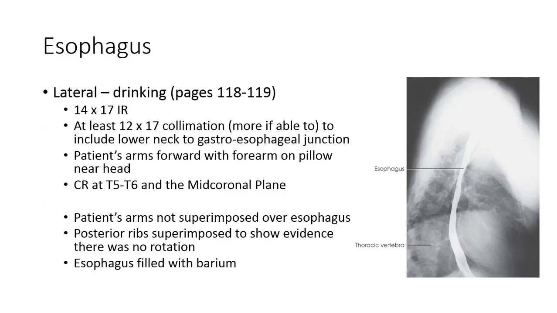We're responsible for hanging these images just as we would any other radiograph in the anatomical position. For the lateral view of the esophagus, the patient should be placed in a recumbent position facing the radiographer with arms brought forward to avoid superimposition of the arms over the esophagus in this view. The central ray should be directed to the level of T5, T6 at the mid-coronal plane. A 14x17 cassette can be used with at least a 12x17 collimated field to include the lower neck and the GE junction.